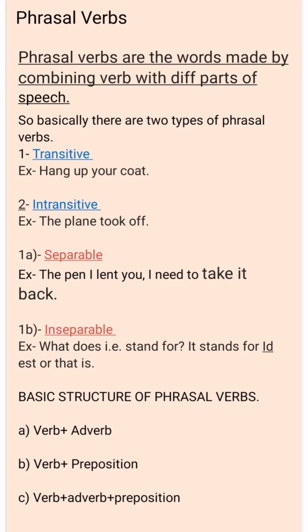We are very well known about the transitive verbs before knowing about phrasal transitive verbs. That transitive verbs are those verbs that take an object. Same like that, transitive phrasal verbs are those phrasal verbs that take an object. Next we have intransitive phrasal verbs. So intransitive phrasal verbs are also those that don't use any object and therefore are easier to use. For example, the plane took off.